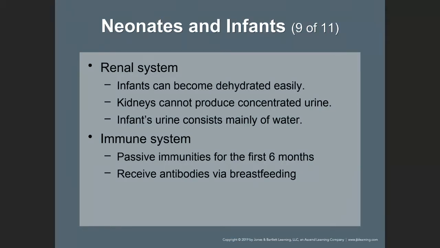Their immune system: they have passive immunities for the first 6 months. This is immunity that they got from their mother. They receive antibodies via breastfeeding, but that immunity will be lost after 6 months, and then they're going to rely more on adaptive or acquired immunity.